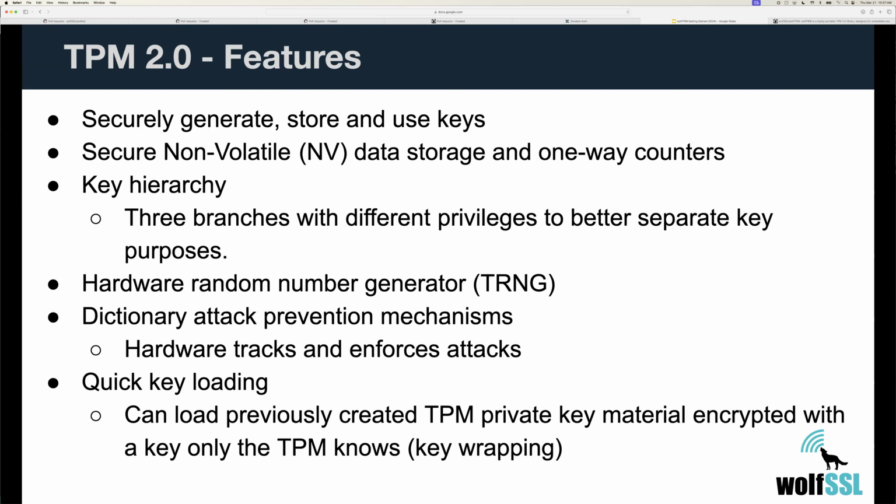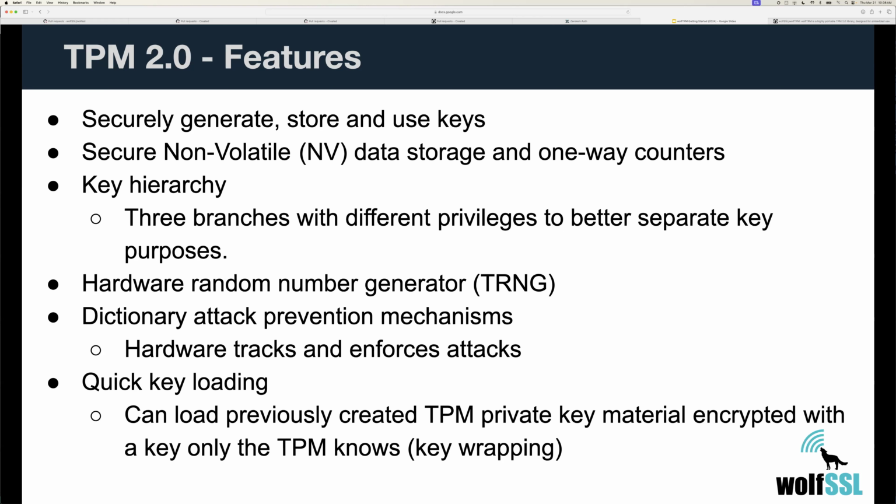So what can you do with the TPM? Well, you can securely generate, store, and use keys, lots of different types of keys, so asymmetric and symmetric keys. It has a non-volatile storage for keys and one-way counters. Basically, it's an area where you can store any type of data, and you can store it securely in addition to keys. There is a key hierarchy system in place where each hierarchy has different privileges to separate the keys for purposes. It has a built-in true random number generator, dictionary attack prevention mechanisms, like if somebody's trying to brute force, and you can quickly reload keys.